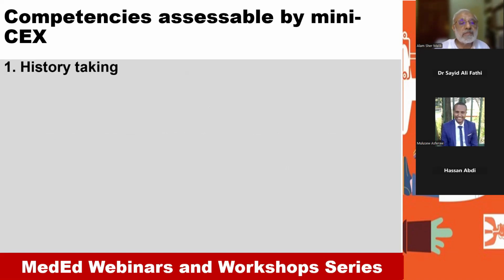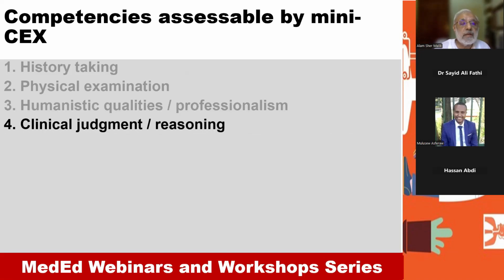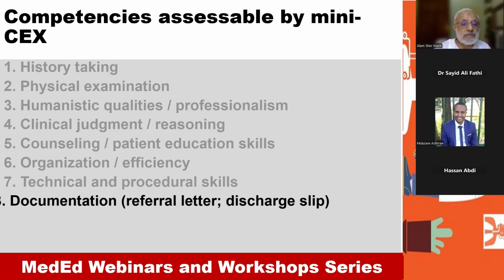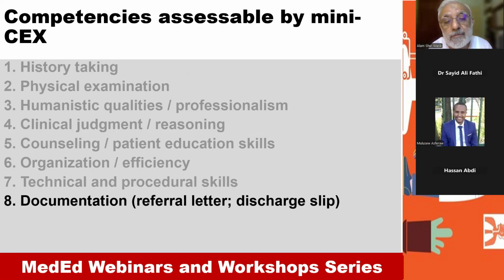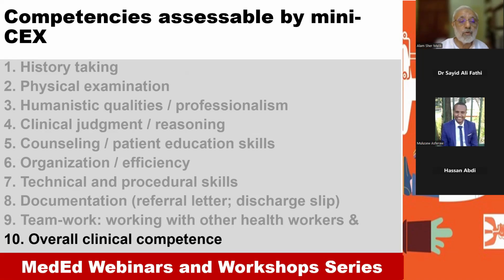And now we know that we can assess history taking, physical examination, professionalism or human qualities, clinical judgment, clinical reasoning, making a diagnosis, counseling, patient education, and organization or efficiency, that is, how the student uses the available resources effectively and efficiently. We can also assess technical and procedural skills, and documentation, for example, a referral letter, discharge slips, or writing a prescription. And then teamwork, working with other health workers, and the overall clinical competence. So this is the list of competencies being assessed in mini-CEX.